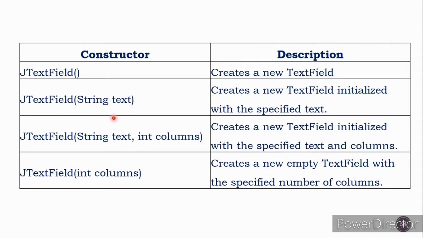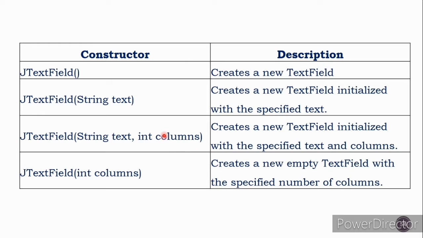These are the possible constructors we can use with the JTextField. The first one is JTextField with no argument. It creates just a new text field. Next, JTextField(String text). It creates a new text field with a specified string of text. Next, JTextField(String text, int columns). It creates a new text field with the specified text and specified number of columns.